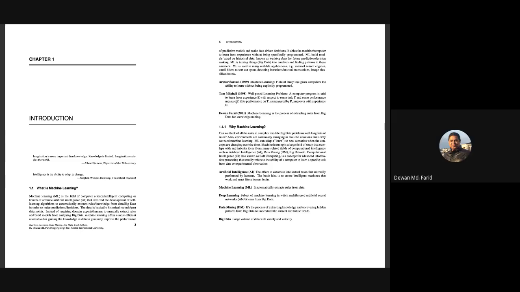In the last class, I also gave my own definition of machine learning: machine learning is a process of extracting rules from big data for knowledge mining. Whatever we do, we try to find the rules. For example, when you cross a road, what are the rules? You look to the right: is any vehicle coming from the right side? Then you also look to the left: is any vehicle coming from the left side? If no vehicle is coming from either side, then you cross the road, right?